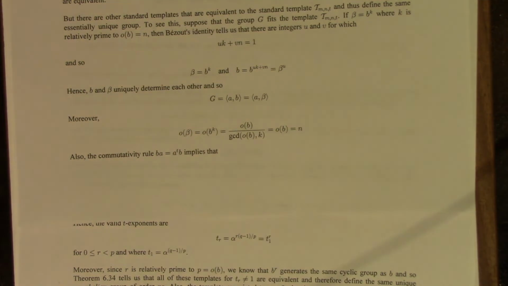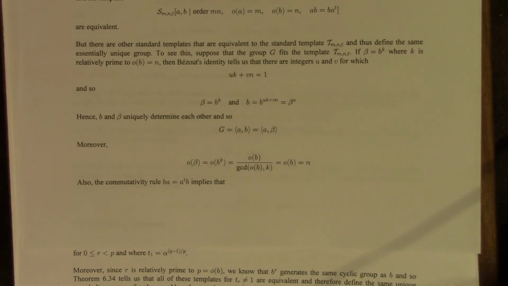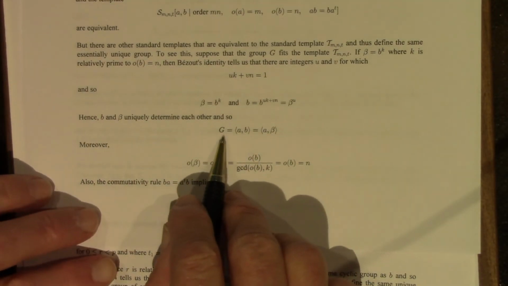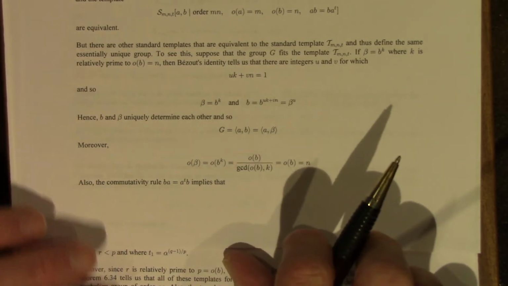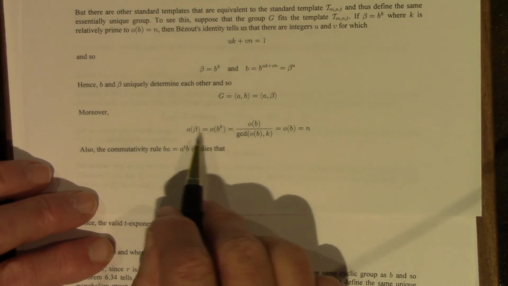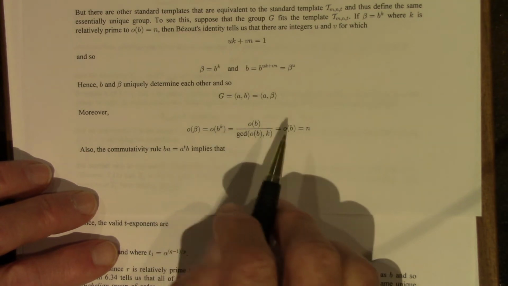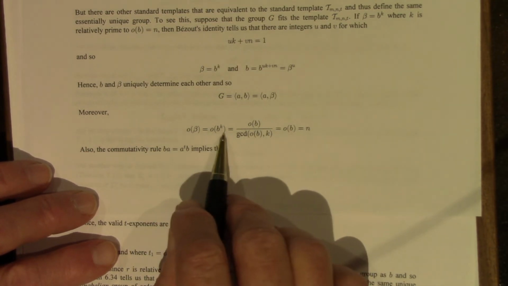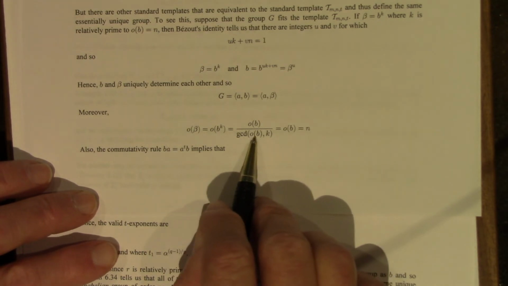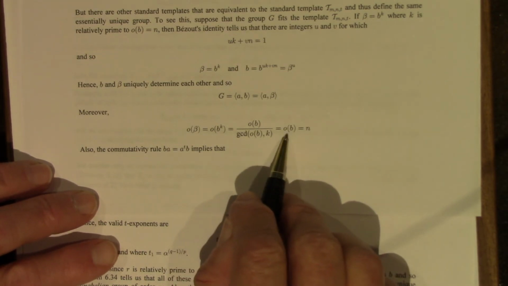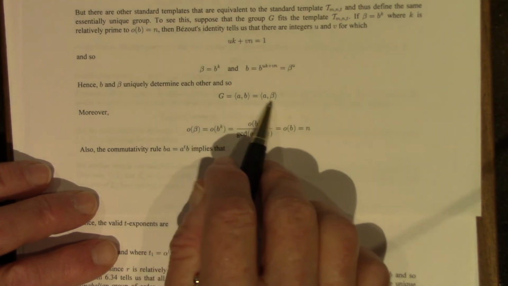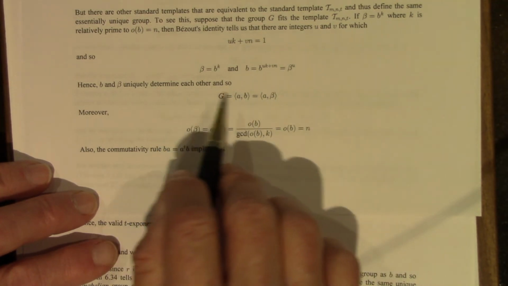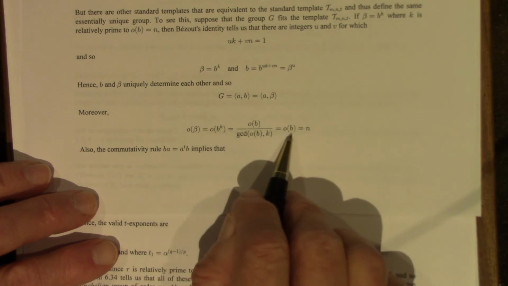So these two equations tell us that each of b and beta uniquely determine the other. And also that the group G, which is generated by A, B, is also generated by A and beta. Moreover, the order of beta is the order of b to the k, and by the well-known formula for the order of a power, and since the order of b and k are relatively prime, this is the order of b, which is n. So beta, along with A, is a generator of G, and it has the same order as the generator b.